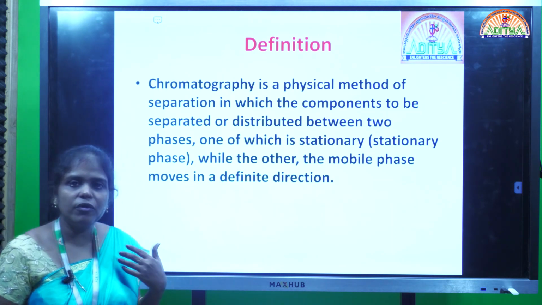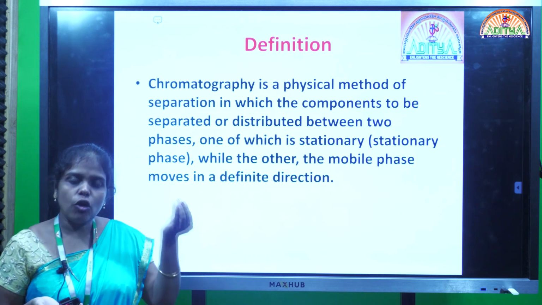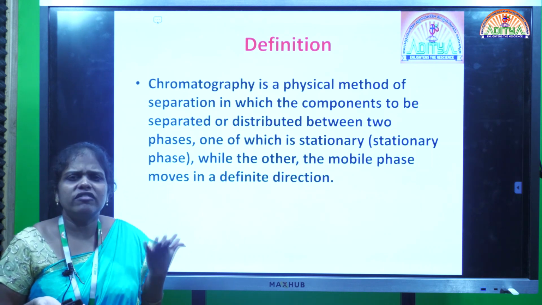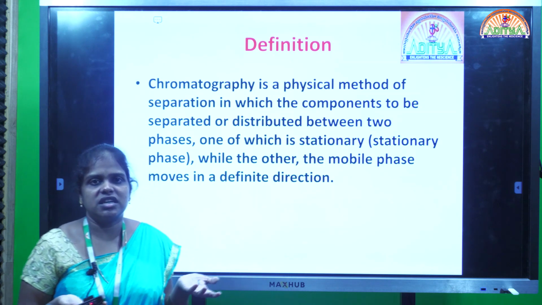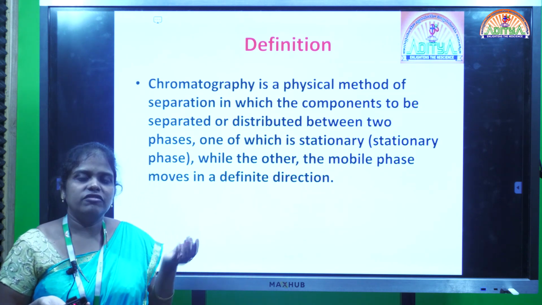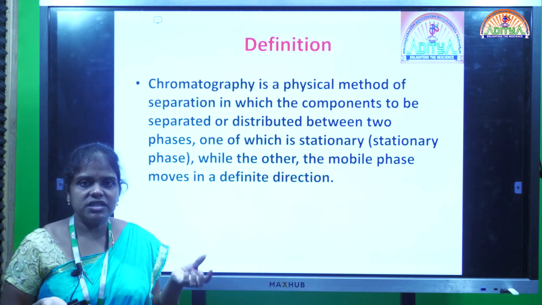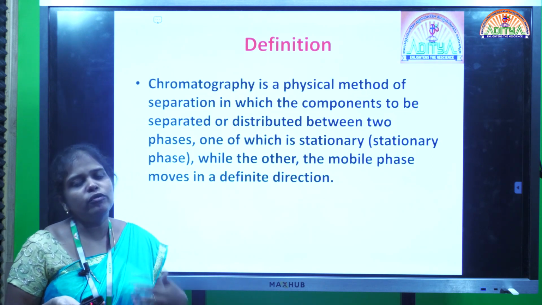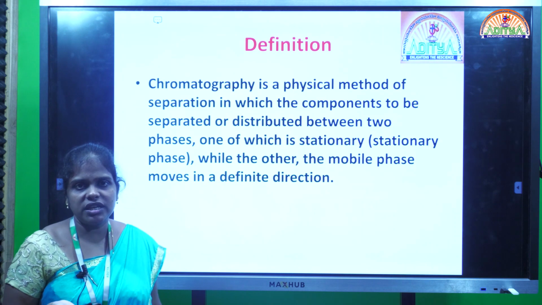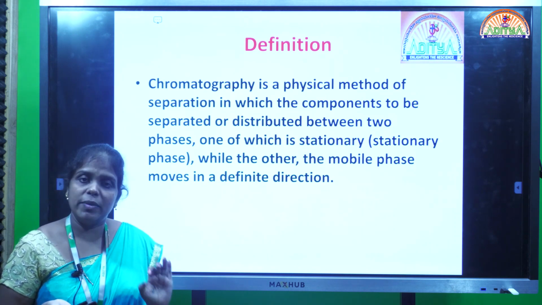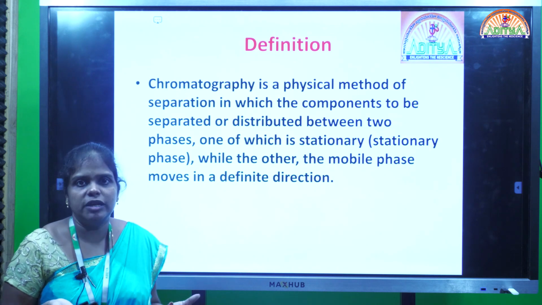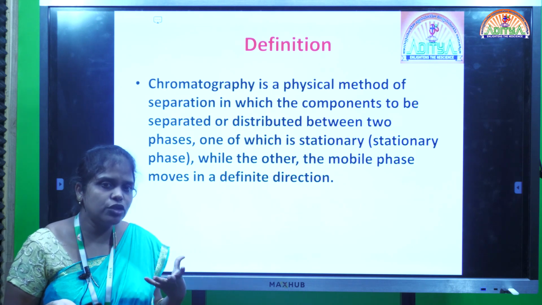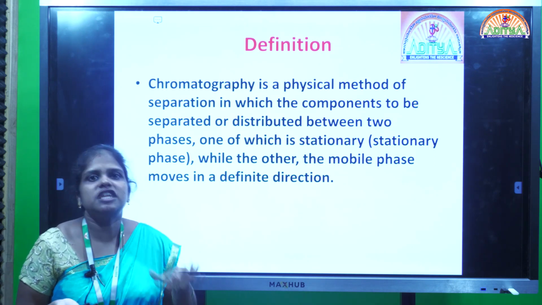That means whatever compound we are going to separate should be distributed between the two phases. If the compound has more affinity with the stationary phase, it will stay with the stationary phase, like dissolves like. If the component has more affinity with the mobile phase, it will move along with the mobile phase. In the name itself, stationary means it stays, and mobile means it is movable. So based on the compound's affinity towards the stationary phase and mobile phase, the separation will happen.